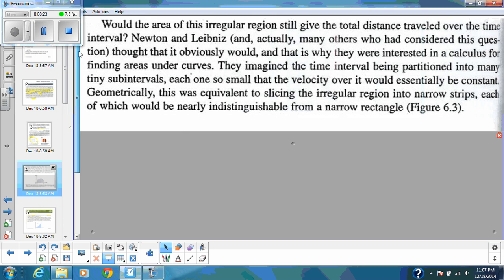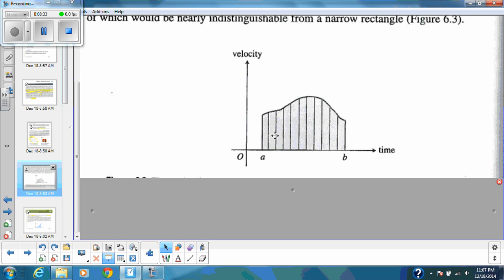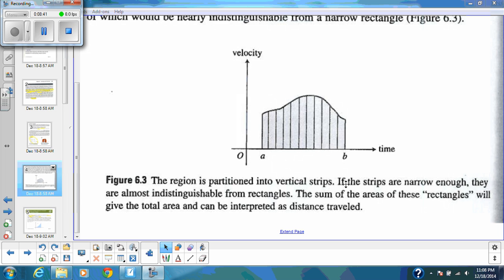So what I'll show you here is a little bit better diagram, where this is all coming from your textbook, where you can see we split up these different rectangles. There's different ways we could split them up. And so if the strips are narrow enough, they're almost indistinguishable from rectangles. So if we made these smaller and smaller, the difference in the height at the top is almost indistinguishable, which means this rectangle approximation is going to get us pretty close. I'll show you an example of that here.